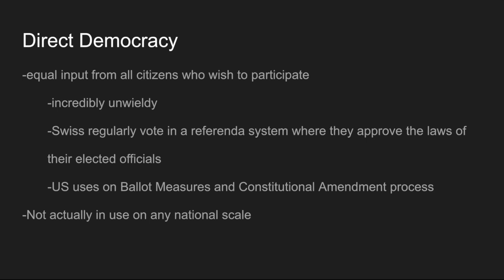It's not like we expect the Senate to send us an email. It's like, hey, are you cool with this? Please check yes or no. And if you don't check yes or no, then your vote doesn't count. Which is to say, it's really, really hard to do this. The U.S. uses ballot measures and constitutional amendments to do this, but even then, there are usually some checks on that. So direct democracy is not ever used on a national scale.